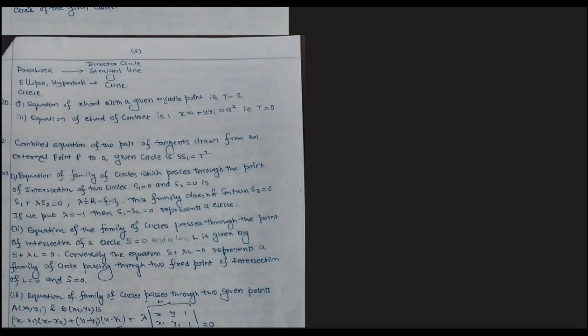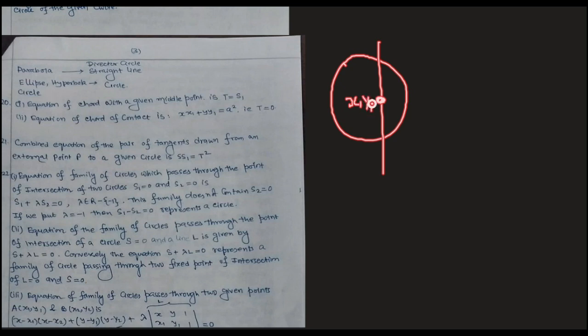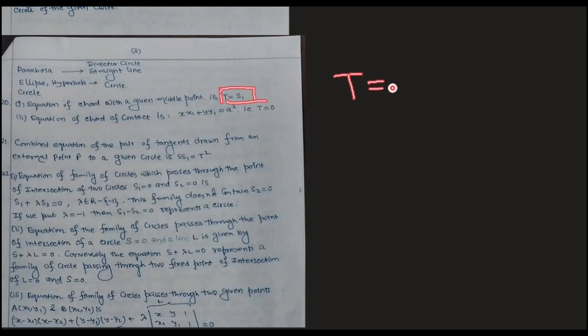Here we have the concept of the equation of the chord with a given middle point. You have to find the equation of the chord. Suppose the middle point coordinate is x1 y1, and the chord ends are A and B. Can we find the equation of the chord with the given middle point? The answer is yes. You compare the equation of the tangent with S1, that means the value of the curve at the point x1 y1.